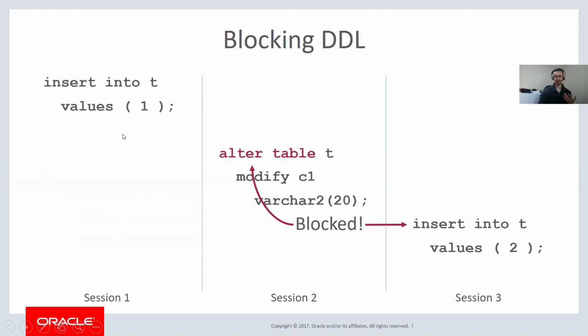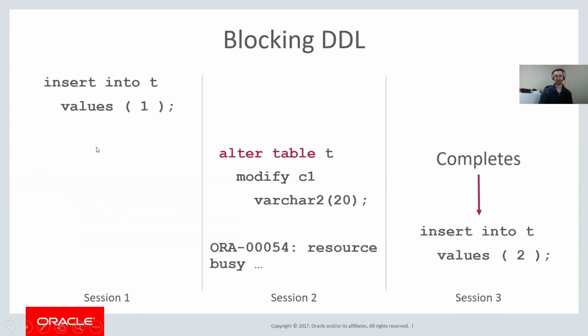So as I said, we set it to 60 seconds. We're now stuck for that amount of time. Eventually it will finish, assuming that session 1 doesn't commit. Hopefully session 1 commits in this time. If it doesn't, we'll get the resource busy, all the other DML completes, and things get running again. So something to be aware of and consider there.